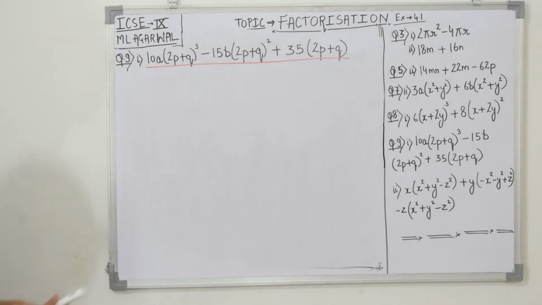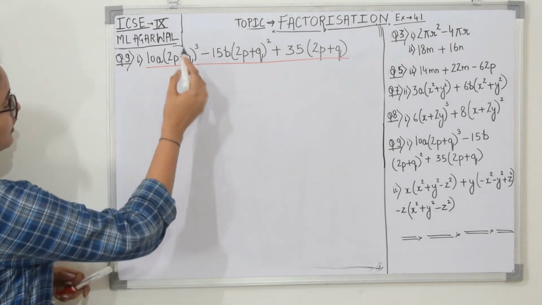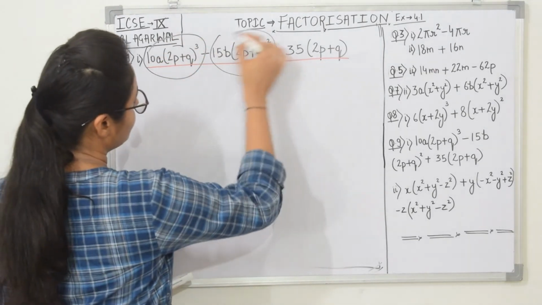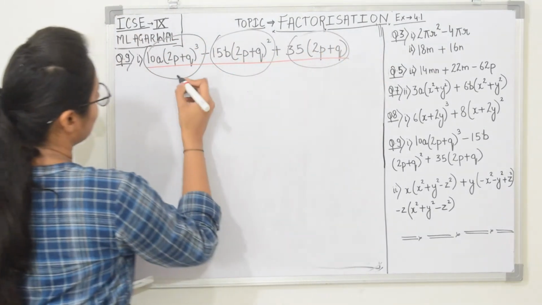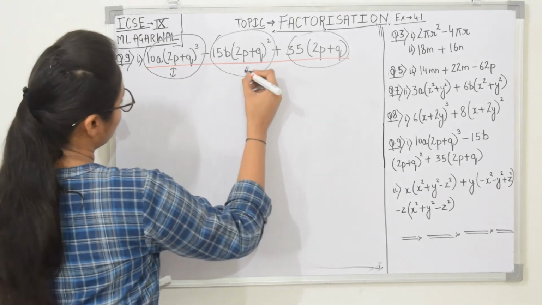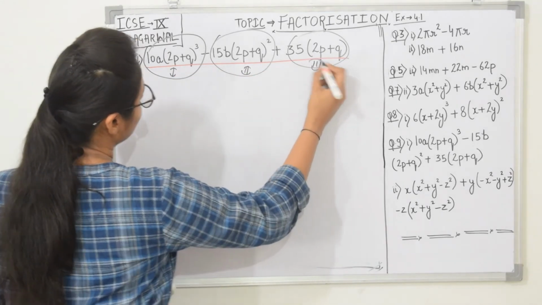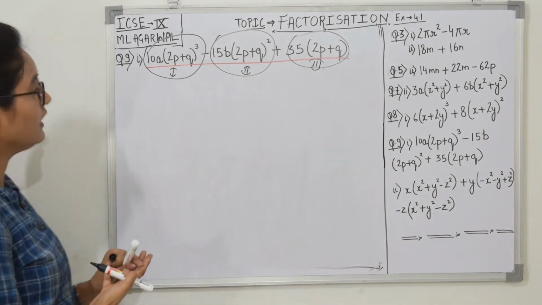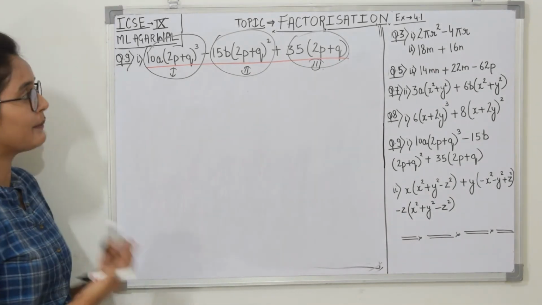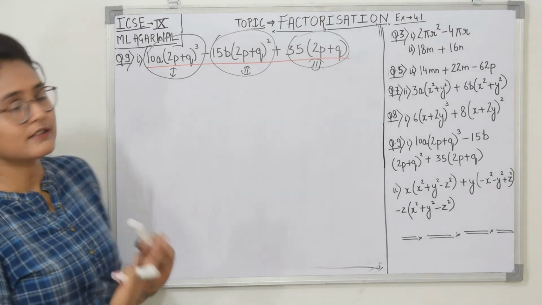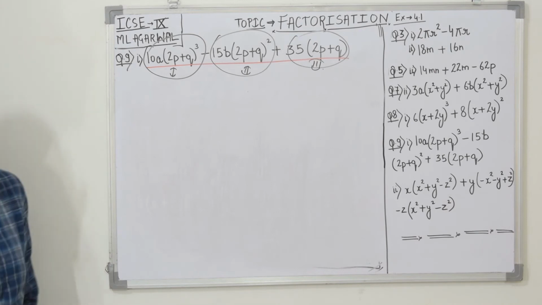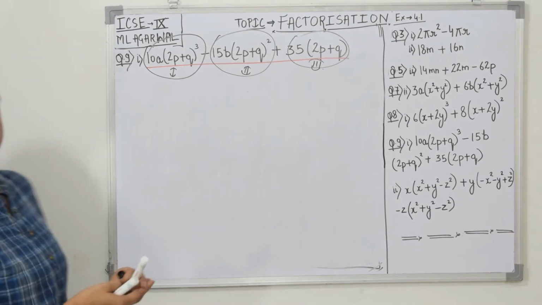Now from the question, if we are just going to filter out our terms, we are having this, we are having this, and we are having this. This particular term we can mark as first term, second term, and third term. Okay, so we are having basically 3 terms in this whole polynomial. We are going to solve them separately. We are going to take out the HCF of each and every term separately. We are going to divide each and every term separately so that the chances of error can be minimized as much as possible.